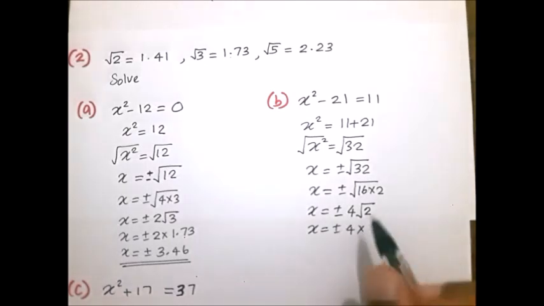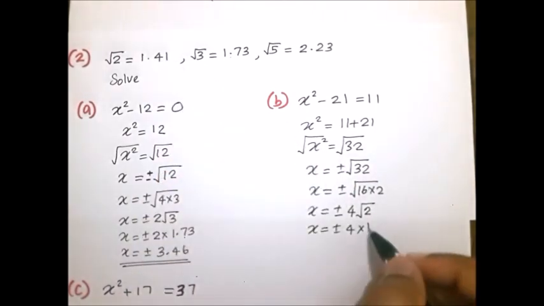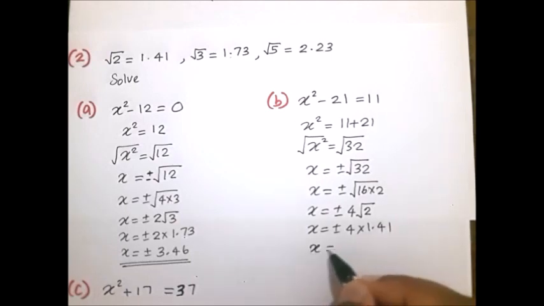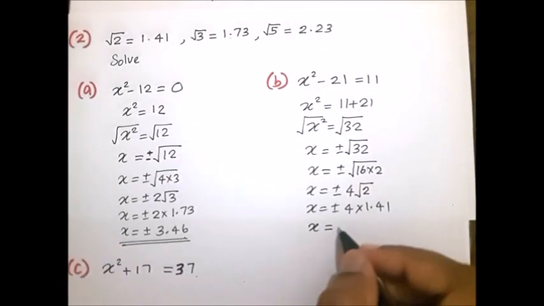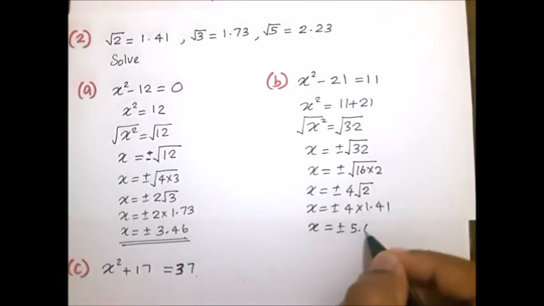4 multiplied by square root 2, which is 1.41. Now multiply these two. The answer is plus or minus 5.64.